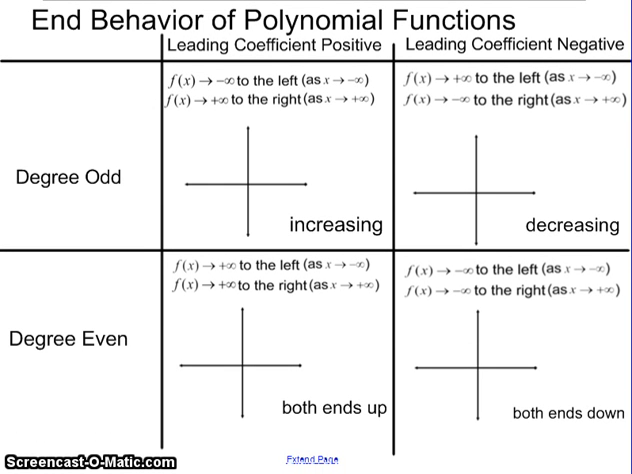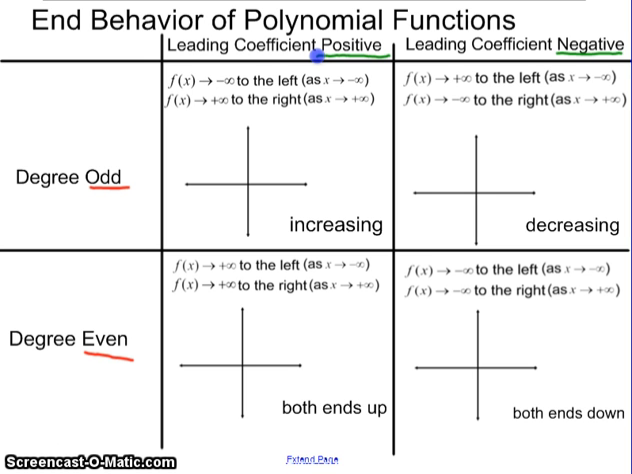Okay, so there are 2 things that we're going to have to identify in order to determine the end behavior of a polynomial function. We need to know if the leading coefficient is positive or if the leading coefficient is negative. And then we also need to know whether the degree is odd or if the degree is even. By knowing those 2 things, we can determine which of the 4 rules to use.